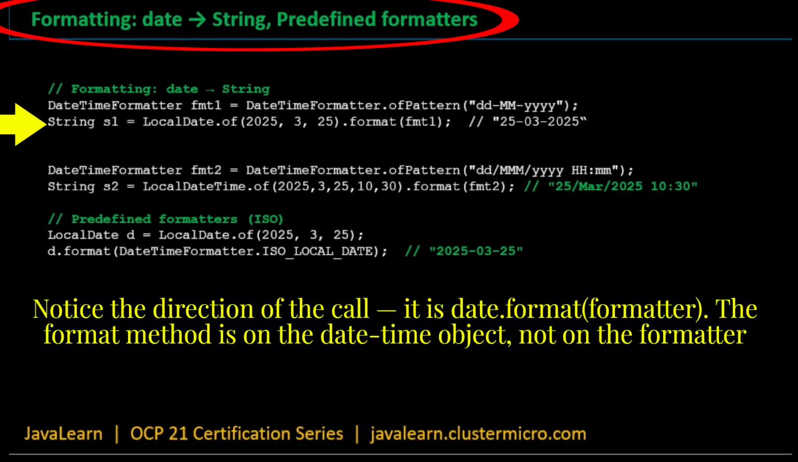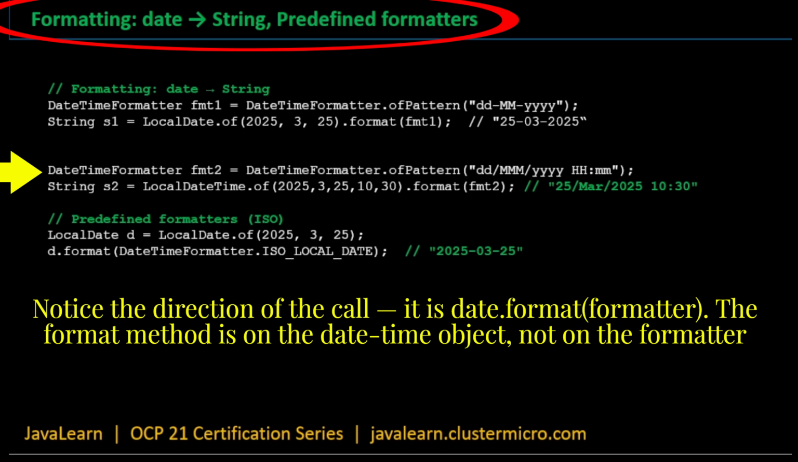Then we have DateTimeFormatter fmt2 equal to DateTimeFormatter.ofPattern with dd/MMM/yyyy HH:mm. String s2 equal to LocalDateTime.of(2025,3,25,10,30).format(fmt2). And what happens here? So let me decode this pattern. dd again, day with 2 digits, same as before, so the 25th is 25. Then a slash, a literal forward slash that appears as is, then MMM, so uppercase M, 3 characters.